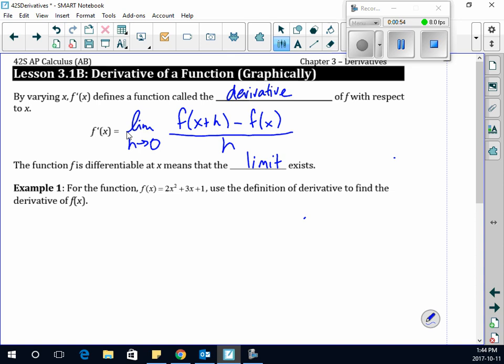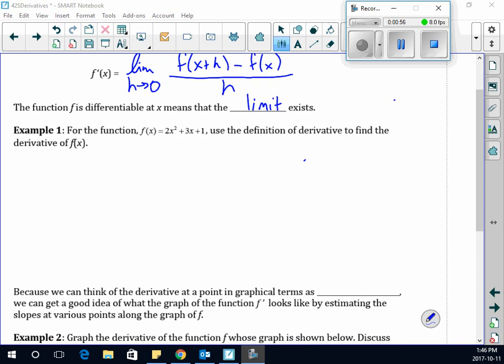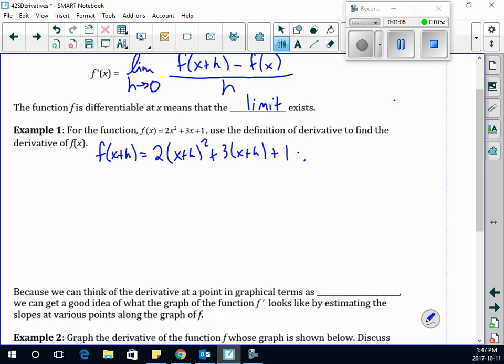So what I would do first is find f of x plus h. So that is 2(x plus h) squared plus 3(x plus h) plus 1. So if I FOIL this, I get x squared plus 2xh plus h squared. If I multiply that by 2, I get 2x squared plus 4xh plus 2h squared plus 3x plus 3h plus 1. Can I combine anything there?